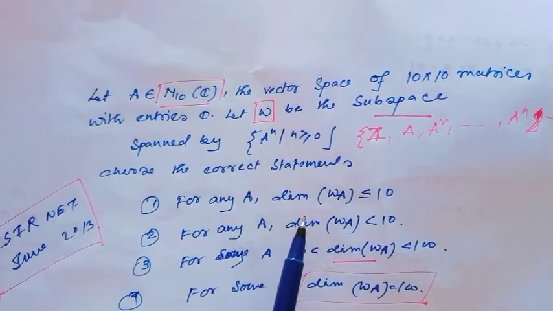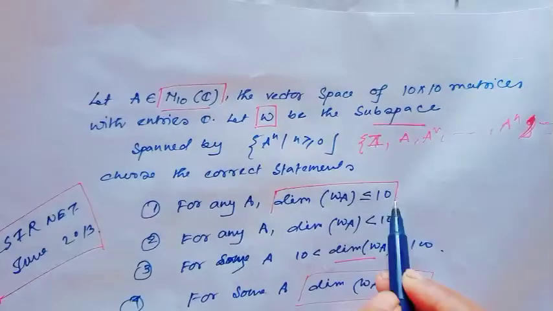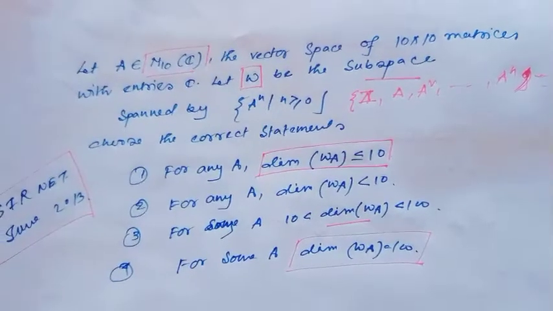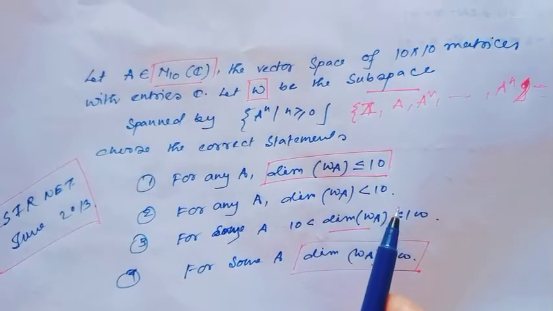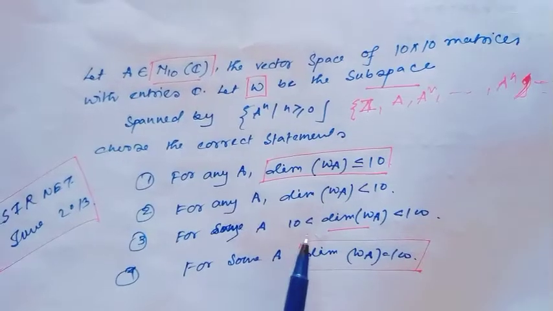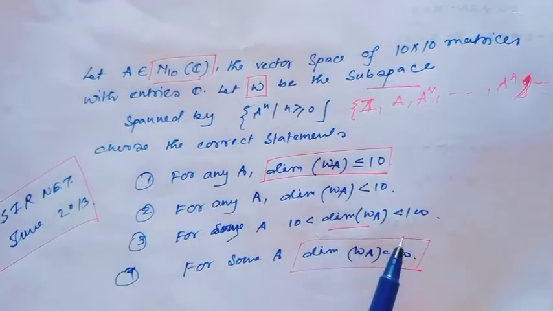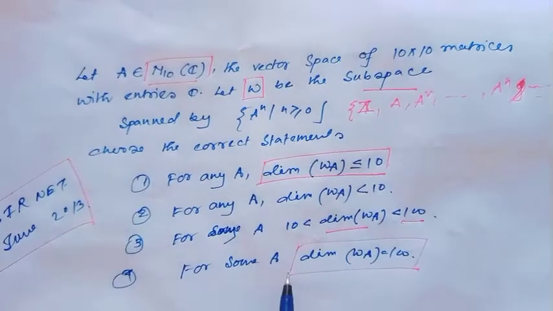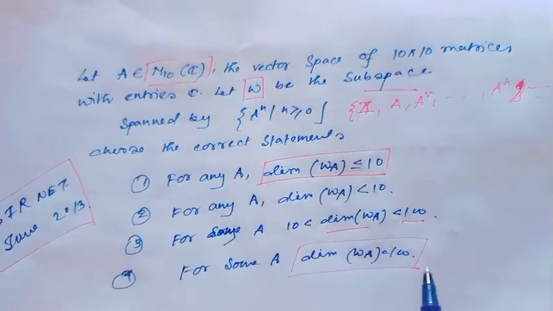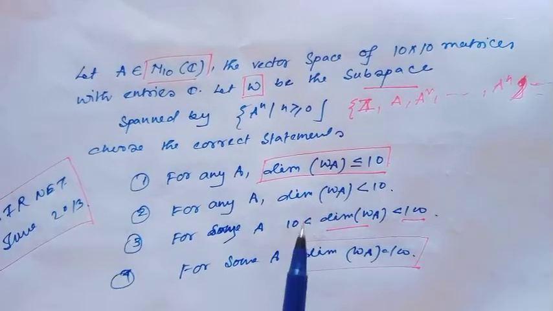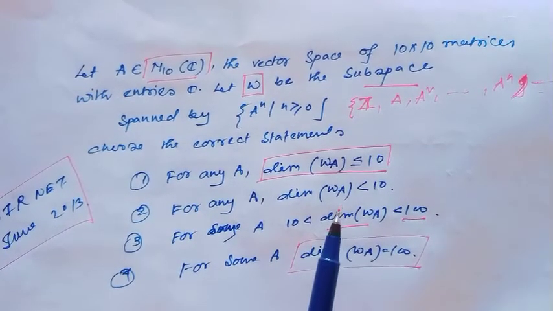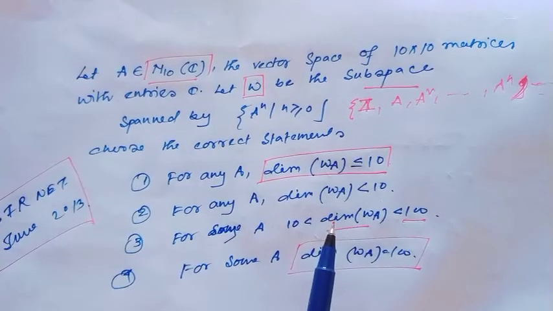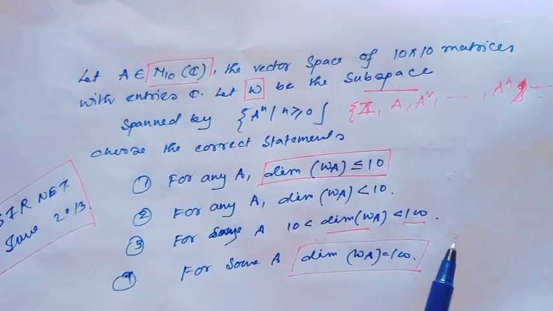And choose the correct statement. Option 1: for any matrix A, dimension of W_A is less than or equal to 10. Is this option true? Option 2: for any matrix A, dimension of W_A is strictly less than 10. Option 3: for some matrix A, dimension of W_A is greater than 10 and less than 100. And option 4: for some matrix A, dimension of W_A is equal to 100. So which option is true? This is just a basic question and just a basic concept. I hope all my viewers have understood which option is true.